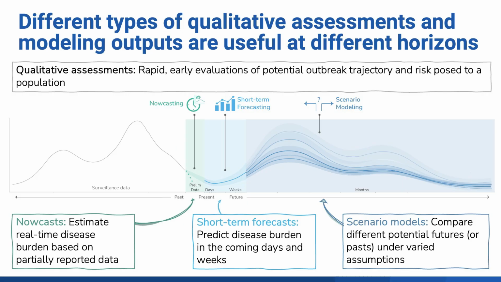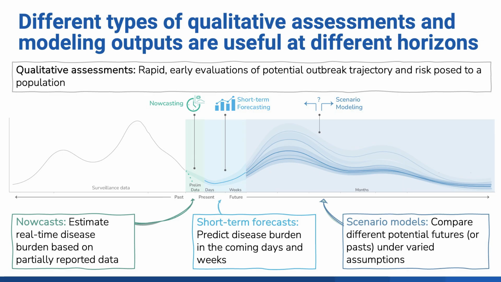Different types of analytic outputs are useful at different time horizons. The term horizon refers to how far in the past or future you're considering. In this series, we will discuss 4 different types of outputs that are appropriate at different time horizons of an epidemic curve. First are qualitative assessments.